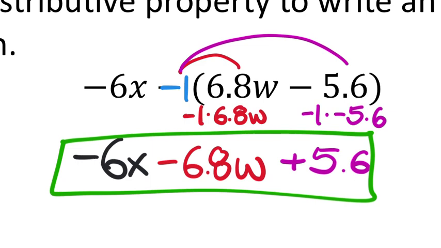Now these types tend to cause a lot of problems with students on tests and things. You just need to remember that you are distributing a negative 1 right here.